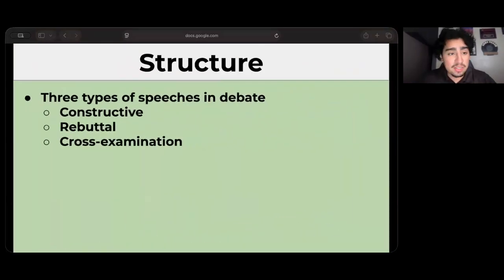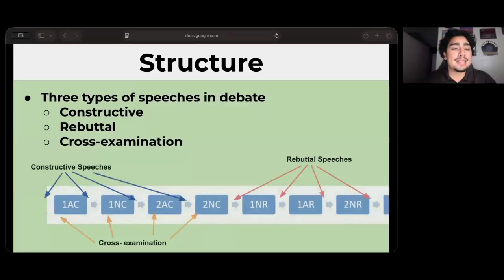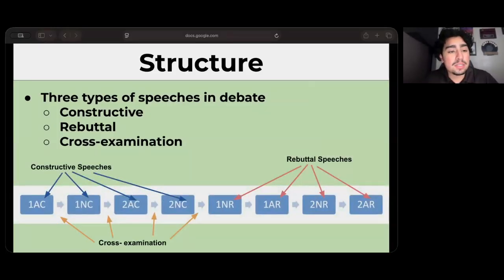Structure. There are three types of speeches in debate. The first one is a constructive, second one is rebuttal, and the third one is a cross-examination speech. This right here is the structure. So you'll see that the first affirmative constructive starts, followed with cross-examination in between. Then the first negative constructive, then 2AC, 2NC. These are terms that we just shortened it down to.